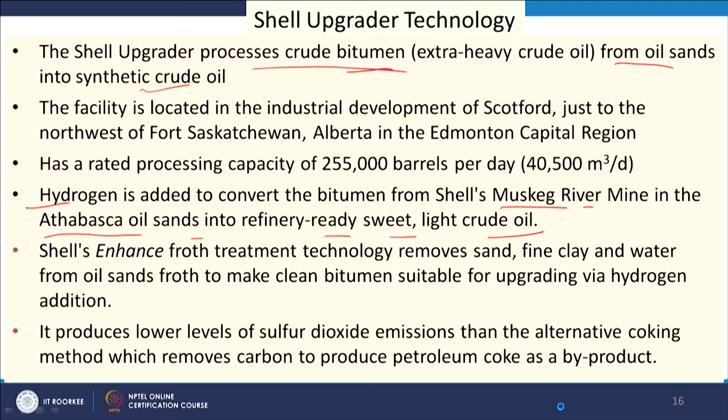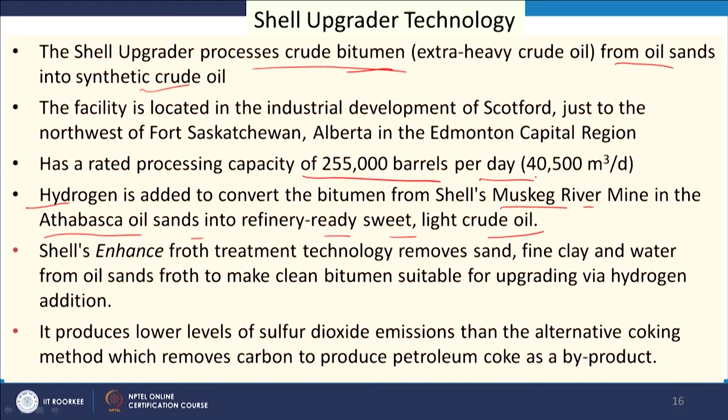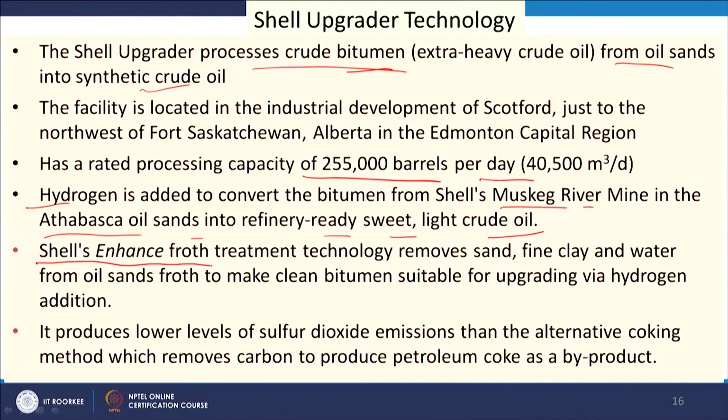This Shell upgrader technology has a rated processing capacity of 255,000 barrels per day or 40,500 cubic meters per day. So, this is the capacity, and in this case as we are using tar sands, impurities removal is needed. So, here Shell's enhanced froth treatment technology is used to remove the sand, clay, fine clay and water from oil sands froth to make clean bitumen suitable for upgrading via these hydrogenation methods.